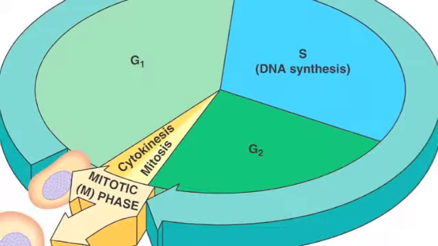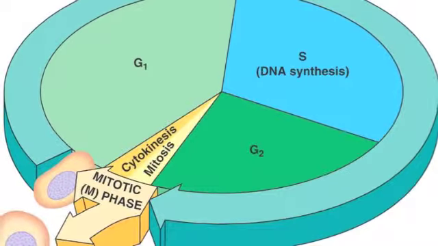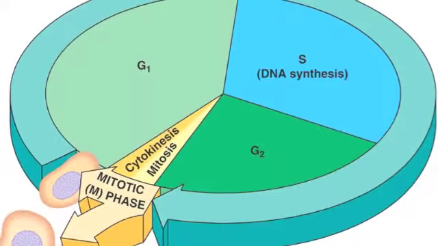The complete cell cycle is divided into 3 stages. Number 1, interphase, number 2, M phase, and number 3, cytokinesis.